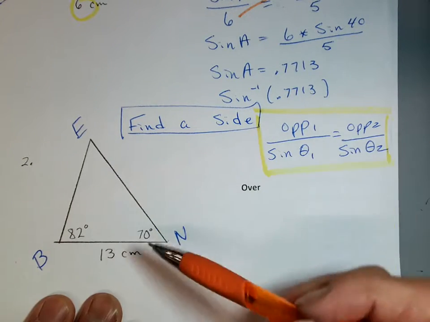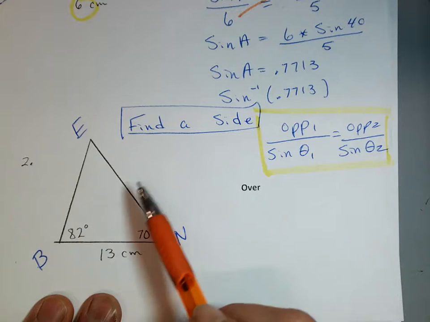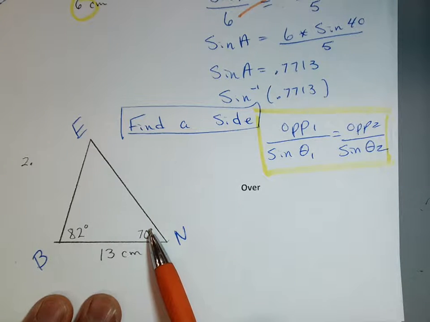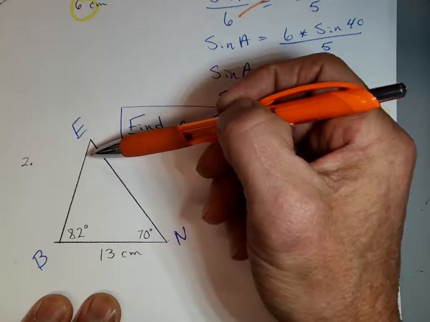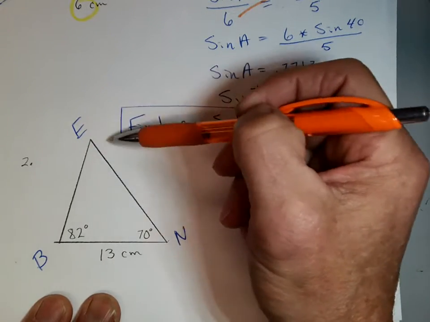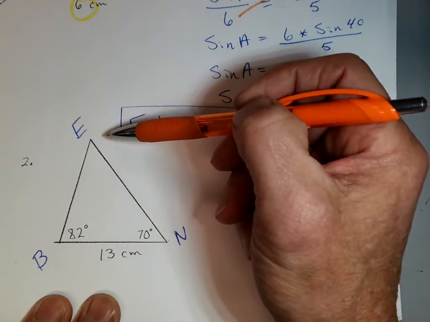Now, do you see a pair of opposites? I don't. 82, there's no opposite side. 70, there's no opposite side. 13, there's no opposite angle. But we can probably get angle E. You think? Guys agree? So let's get angle E first.